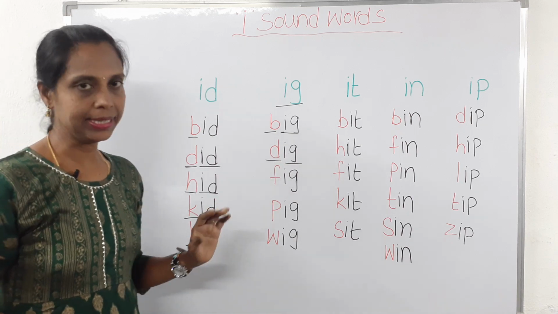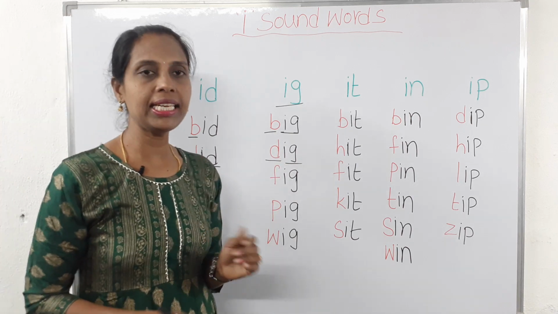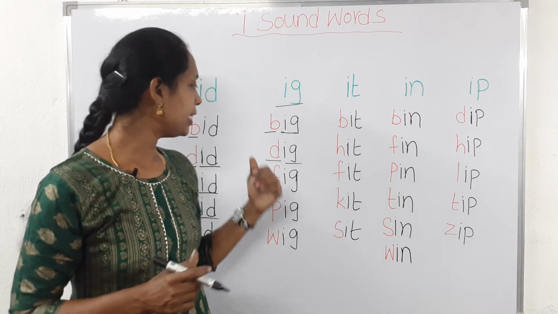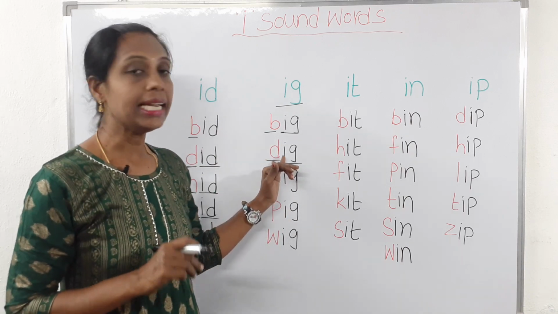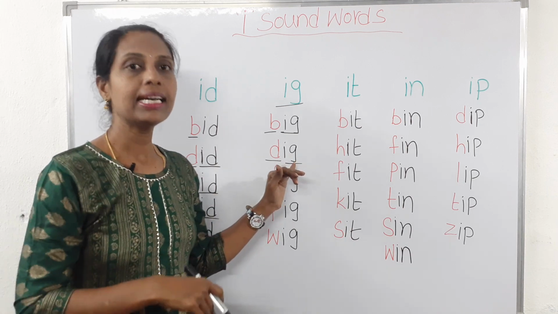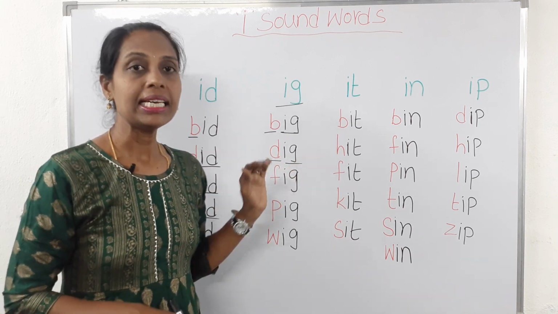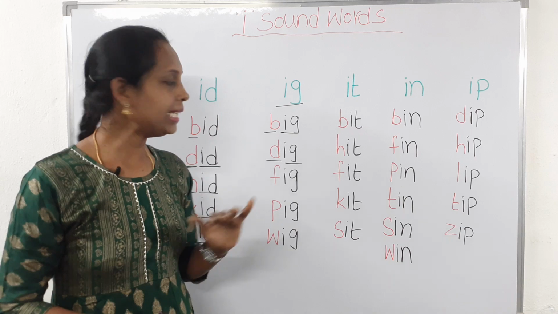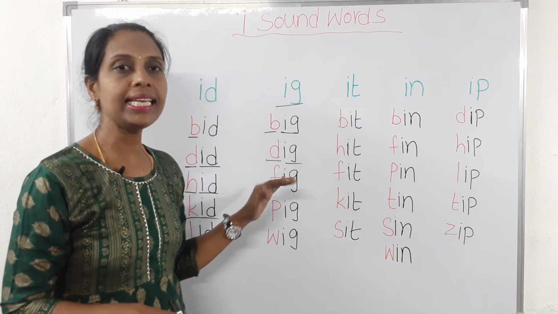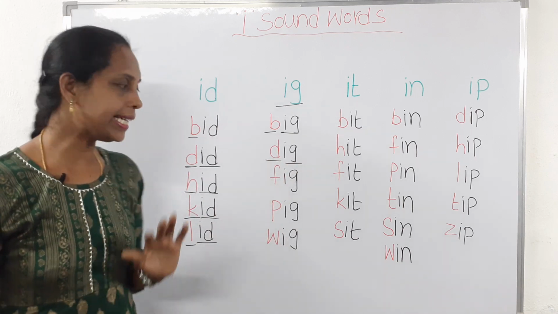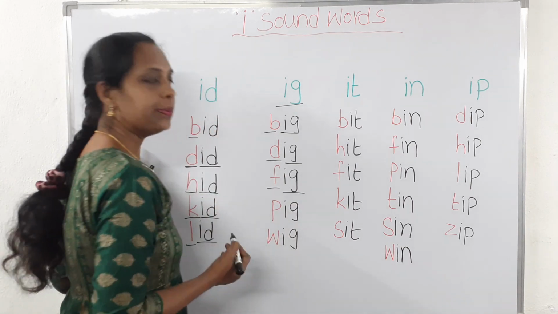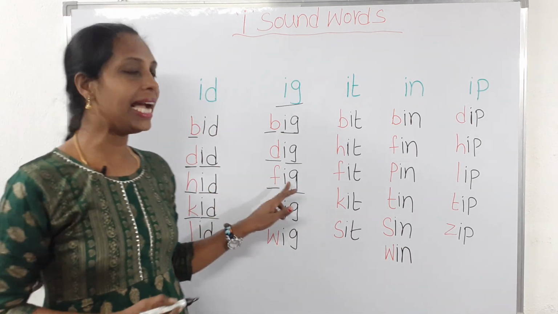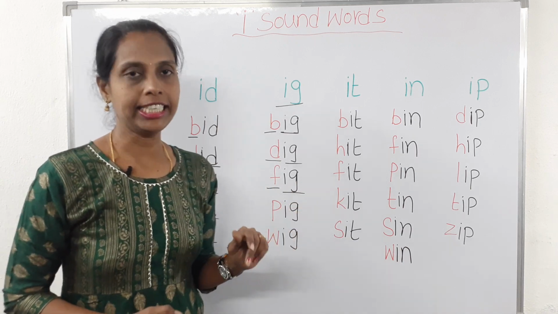D-I-G, dig. What is the sound of D? D. D, E, G, dig. D-I-G, dig. Next, we can add F to ig. F-I-G, fig.